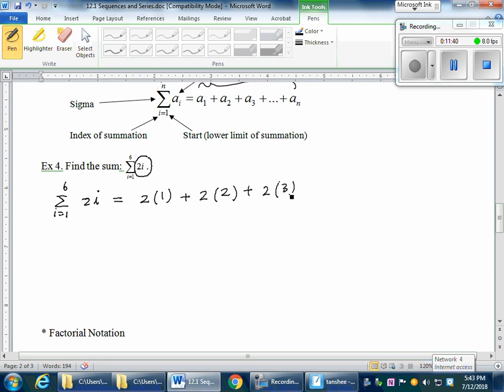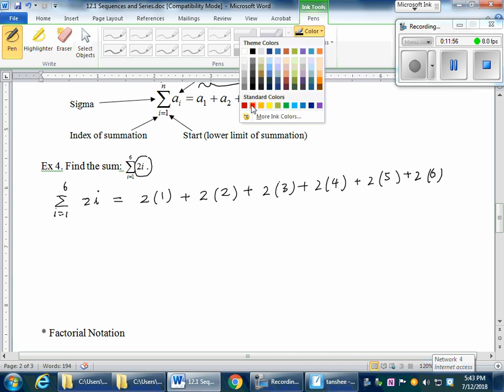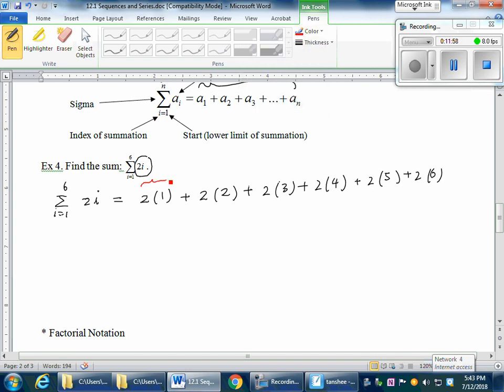So that's basically you're looking at each term, plus 2 times when i is 4, and then plus 2 times when i is 5, and then plus 2 times when i is 6. So you're looking at this as the first term, a sub 1, this will be the second term, a sub 2, and so on and so forth, all the way up to the sixth term.